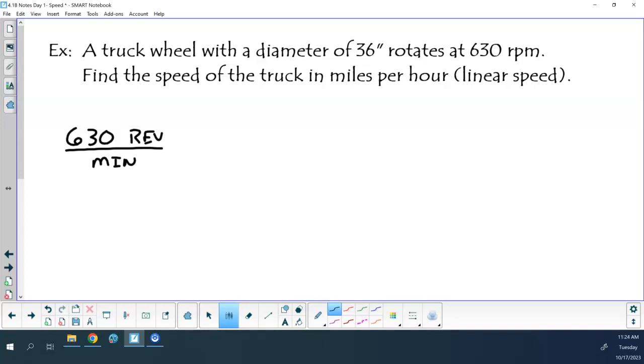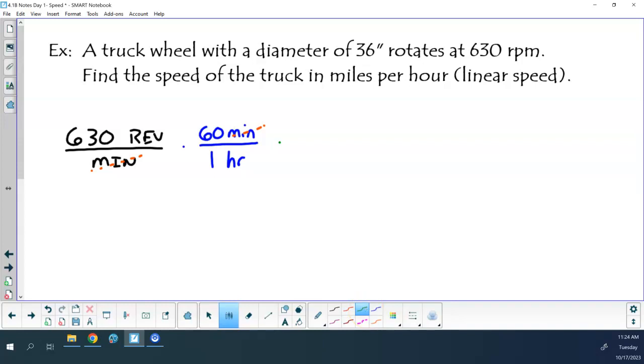First thing I would do is get rid of my minutes. So I know that there are 60 minutes in 1 hour. Because we did that, my minutes are now out of the equation, and I'm in revolutions per hour. Okay? So now I just have to worry about converting revolutions into miles. Well, we started at rotational speed. We need to go to angular speed next.